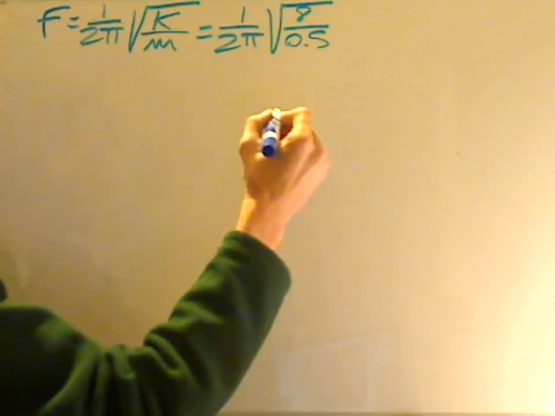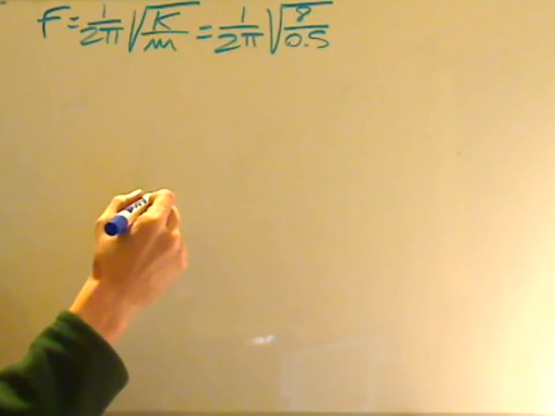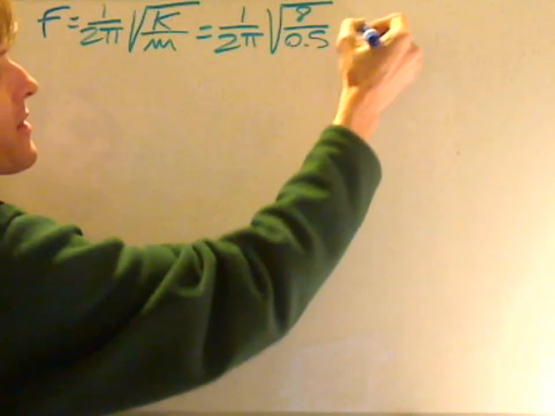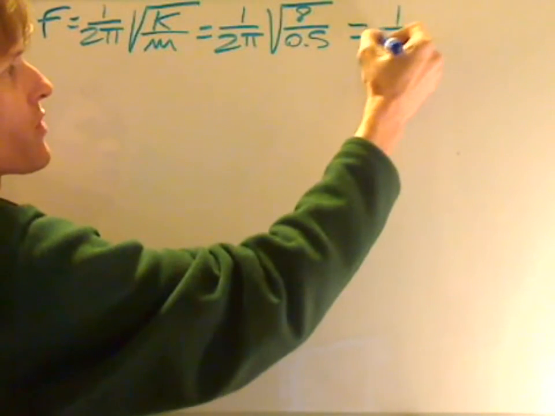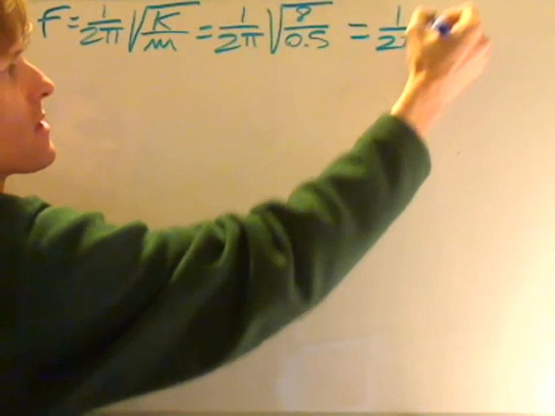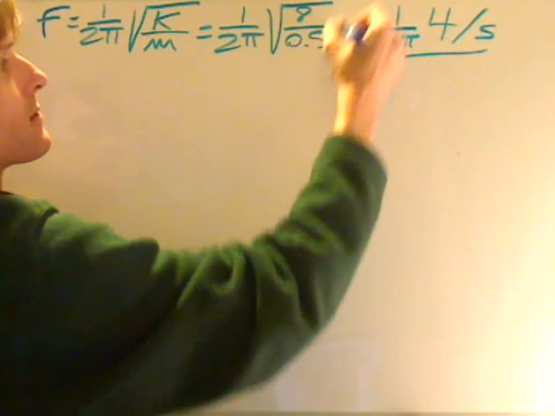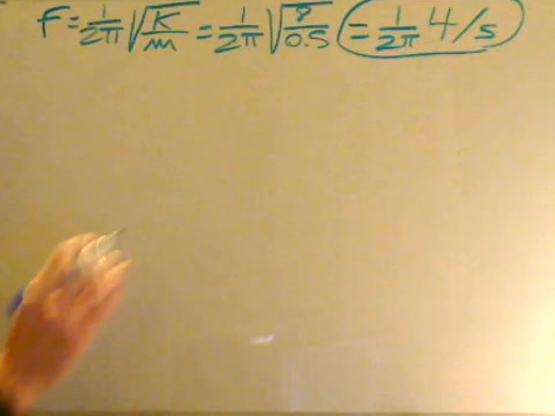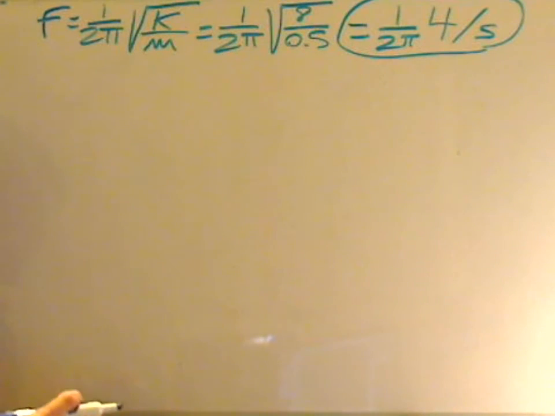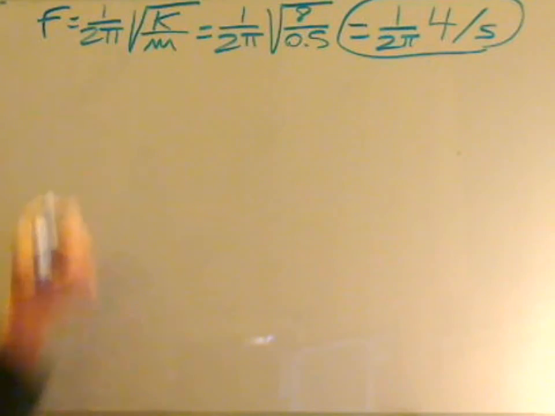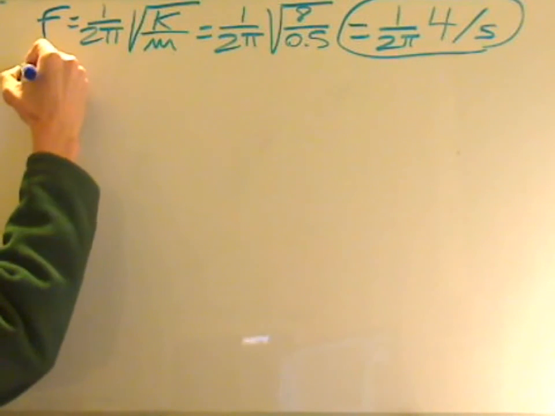And so we're going to leave this in this kind of strange form: 1 over 2 pi times 4 per second. Okay? It'll be obvious why we left it in this form in a little bit. And the question of part A is to find the maximum velocity and maximum acceleration.